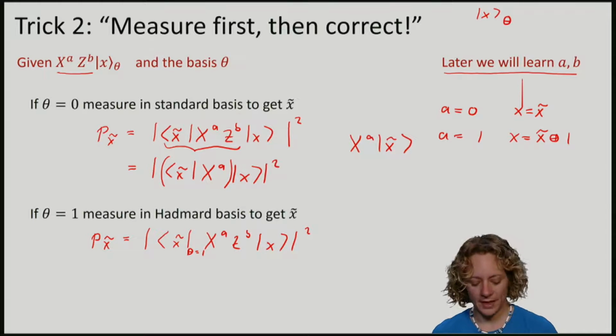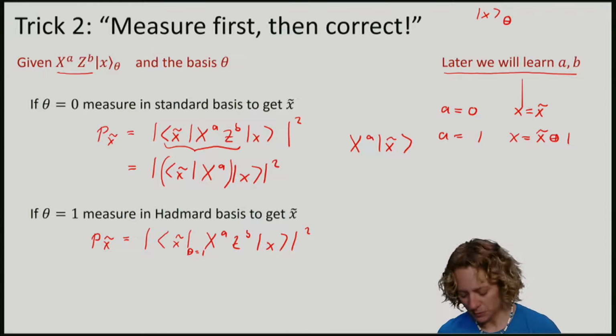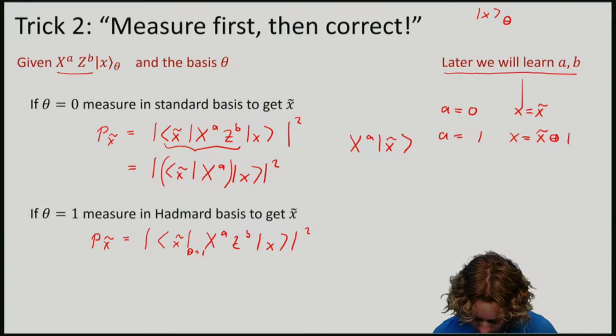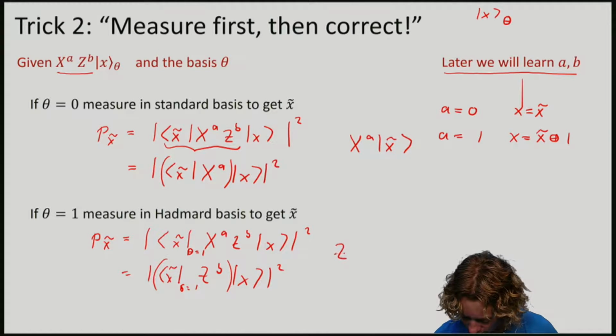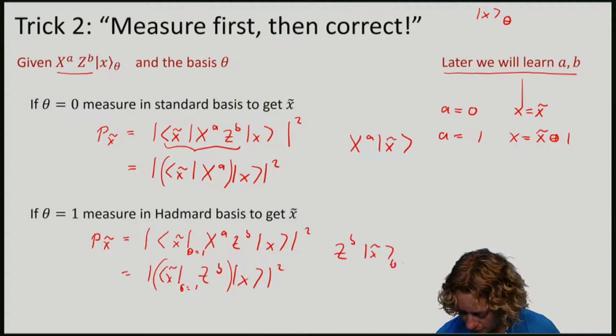So remember that in fact the bit flip does nothing to the Hadamard basis. So this is the same as x tilde in the Hadamard basis Z^b on x. So as before, you can think that the outcome is actually Z^b x tilde in the Hadamard basis.